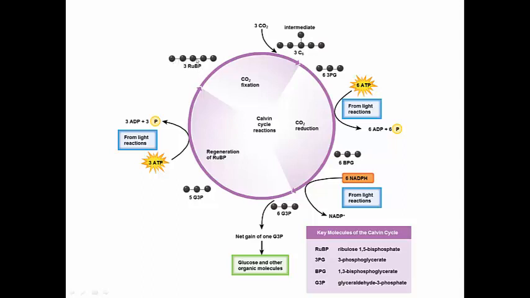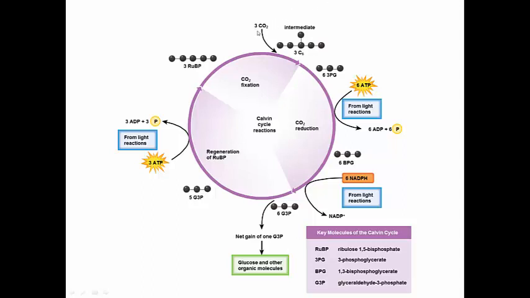RuBP has 1, 2, 3, 4, 5 carbons, those grayish spheres, and we're going to add 1 carbon dioxide to that. I know we had 3 total, but we add 1 to it, and we get this 1, 2, 3, 4, 5, 6 carbon intermediate that splits into 2 3-carbon intermediates. What we notice is that we have to add 3 carbon dioxides, and this cycle has to turn 1, 2, 3 times before we remove 1 carbohydrate. The carbohydrate removed is referred to as G3P, glyceraldehyde 3-phosphate. And so that's the basic idea of the Calvin cycle.